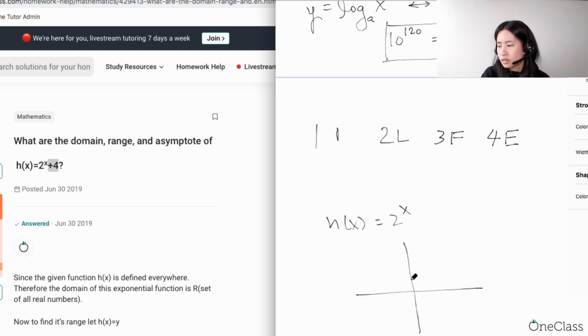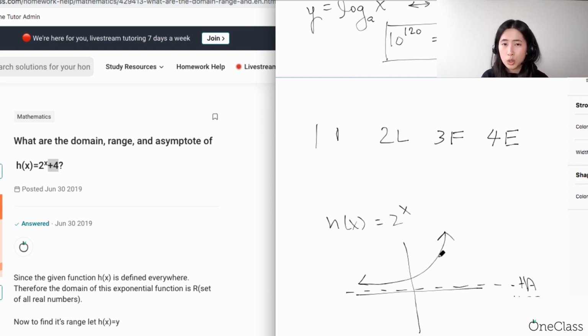So as you can see, this is your exponential function, and you're going to have a horizontal asymptote at y equals 0. That's why, when you're referring to your range, your range is going to be y greater than 0, and 0 is not included. Therefore, it's going to be 0, comma, positive infinity.